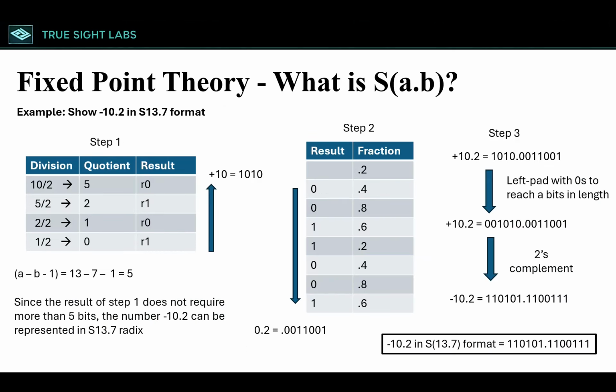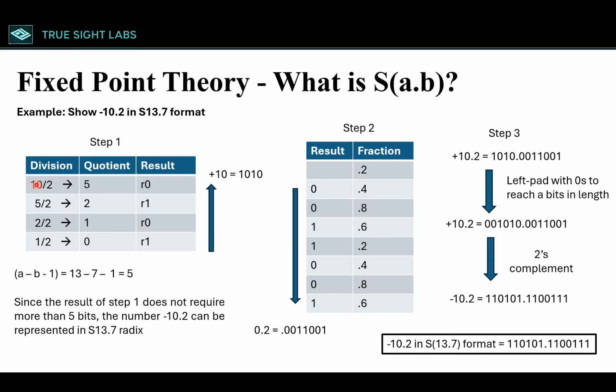So now that we've gone over what SA.B is, let's go over a concrete example so we can see how all of the rules apply. In this example, we're going to show what -10.2 is in S13.7 format. The first step, step 1, is to write 10 here at the top. Then we repeatedly divide by 2, recording the remainder each time.